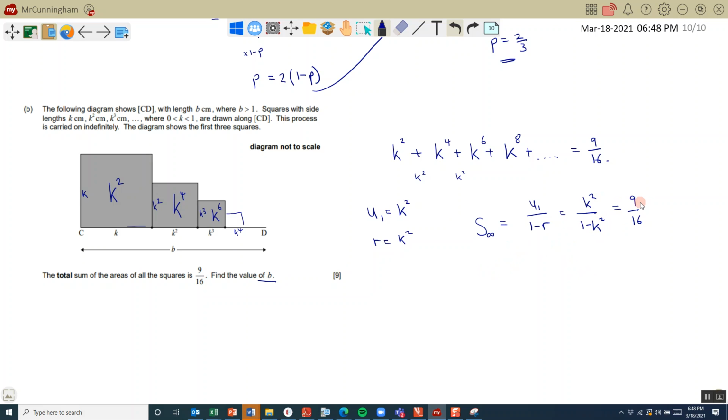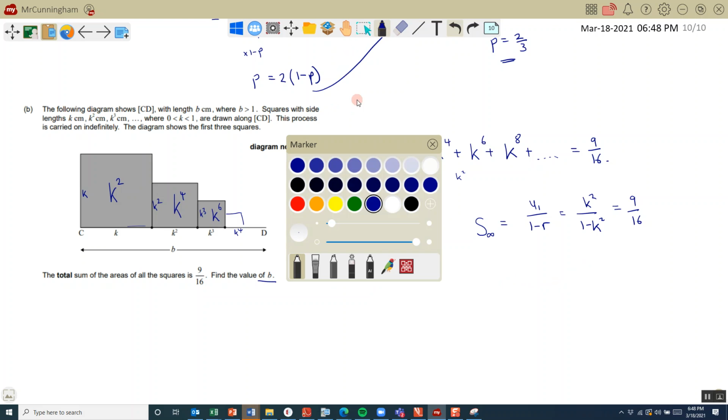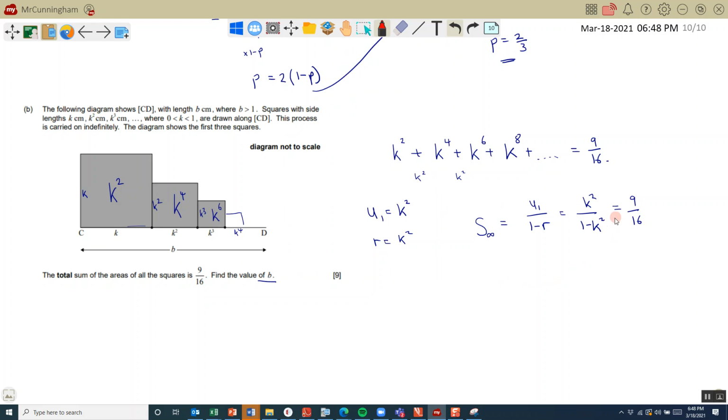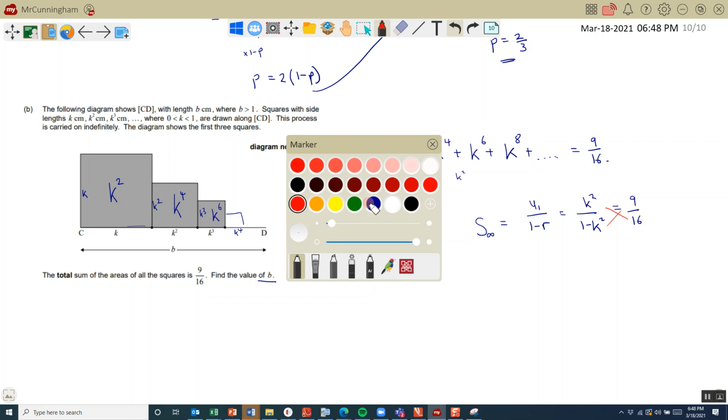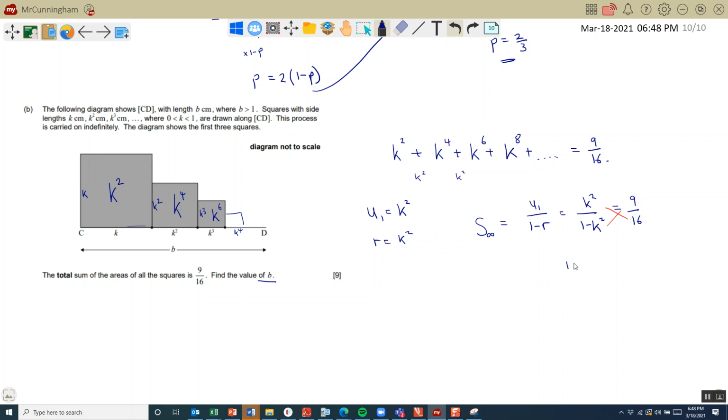I'm going to multiply through by 1 minus k squared. Actually, what I'll do is a little bit of cross multiplication. So I'm going to take all of this, multiply by the 9, take the 16, multiply by the k squared. So I've got 16k squared equals 9 times 1 minus k squared. Okay, so just cross multiplied. And now I will expand the bracket. 9 minus 9k squared. I'm going to add 9k squared to both sides.